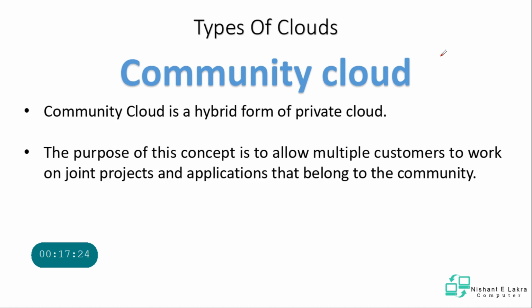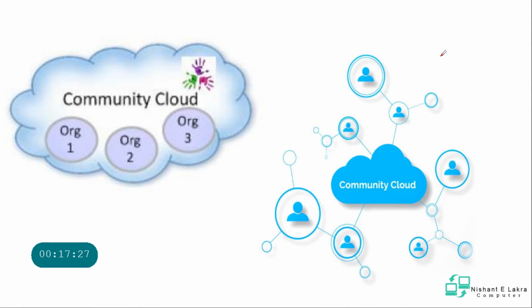When I'm talking about community cloud, you can look over here that there are three organizations. All of these three organizations are working for the community. They have a joint project and they are working on a single community cloud that you can see on the screen. In the second diagram also you can see that there are many people working on a joint project. Here also you can see four different organizations connected to the community cloud. So this is what a community cloud is.